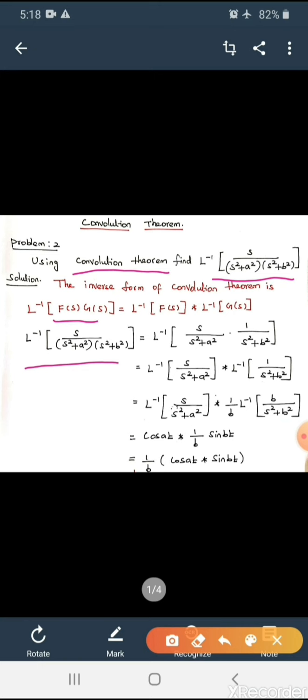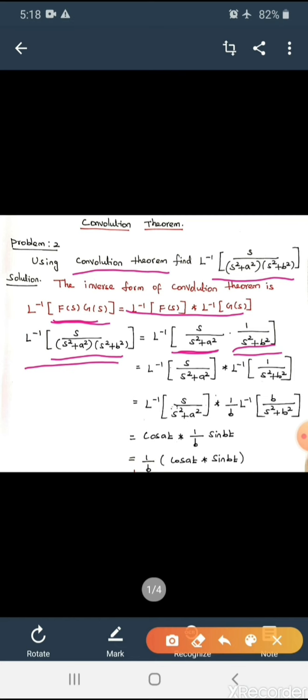First, let us rewrite the given function as L inverse of capital F of s into capital G of s form. So that is equal to L inverse of, we are writing capital F of s as s by s square plus a square, into capital G of s as 1 by s square plus b square. Now we can apply the above theorem. L inverse of F of s into G of s is L inverse of F of s convolution L inverse of G of s. So that is equal to L inverse of s by s square plus a square convolution L inverse of 1 by s square plus b square.